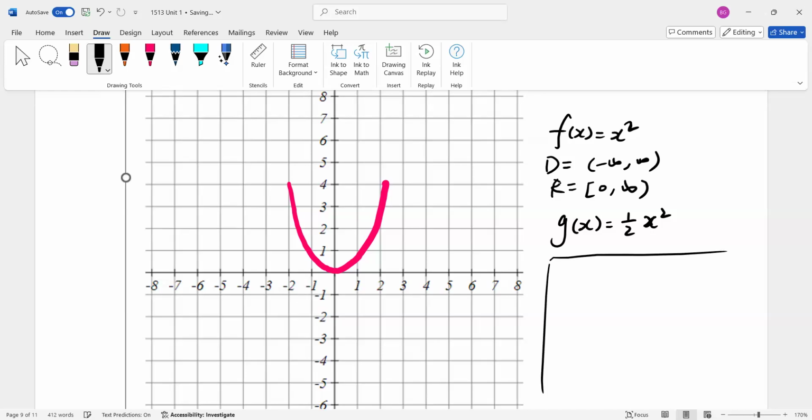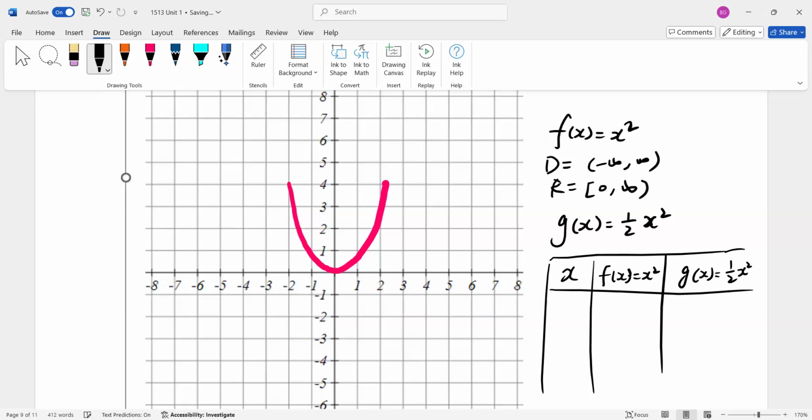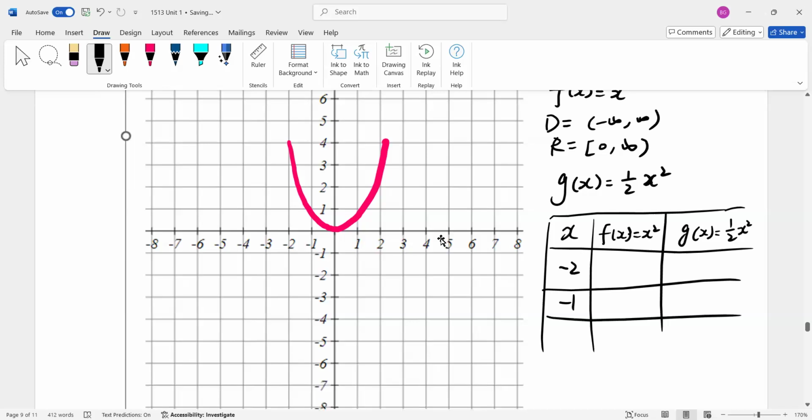Let me make a table here. This is x, this is f of x. F of x is x squared. This is g of x. G of x is 1/2 x squared. Let's try -2, -1, 0, 1, 2. Why do I choose those numbers? Just because they are convenient.